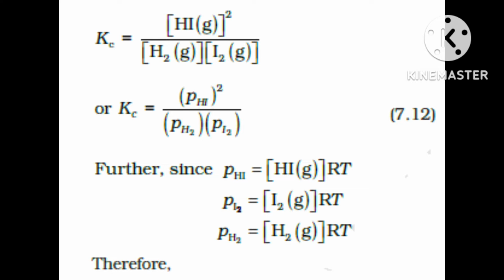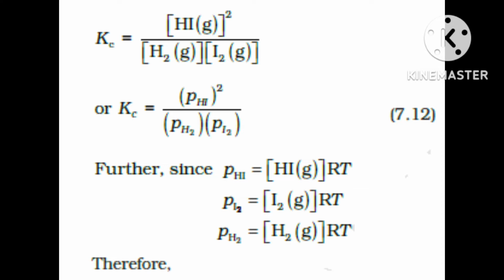Now the formula became P is equal to CRT, because N upon V is equal to C, meaning concentration. Then P is equal to CRT. This relation you will apply. One more thing you should remember: the pressure of the gas and the concentration of the gas are directly related, both are proportional. Means gas pressure P is directly proportional to C.